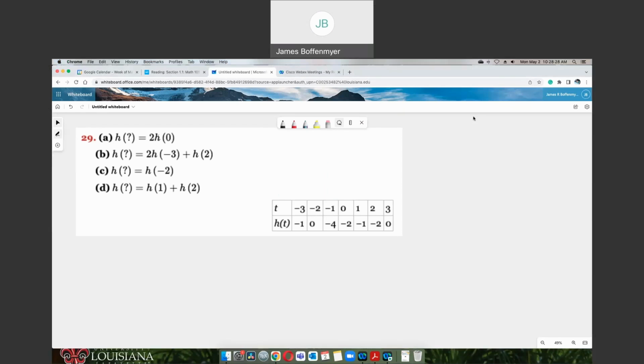We're going to talk about how to find certain function values given a table. There's going to be a lot of things going on here in this problem, so we're going to take it step by step. All right, the first one that we have is h of what equals 2 times h of 0. Our unknown is going to be inside this first parentheses.